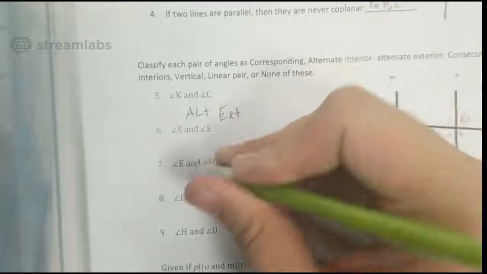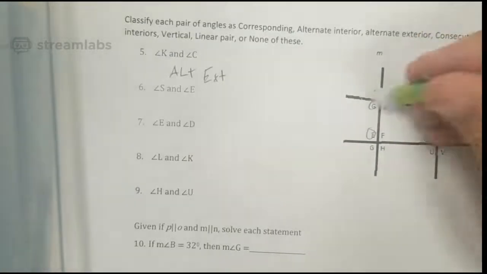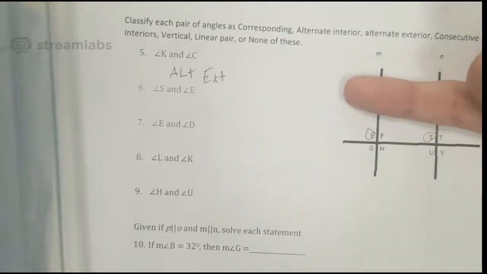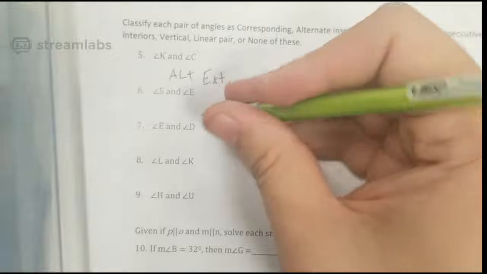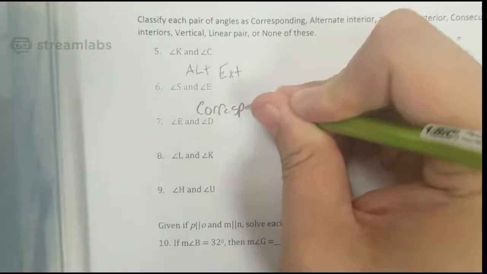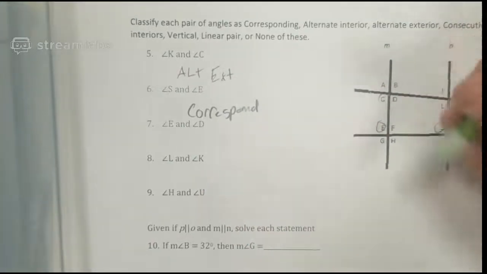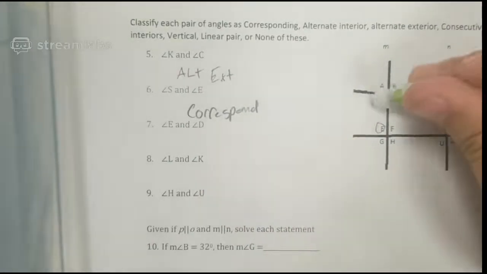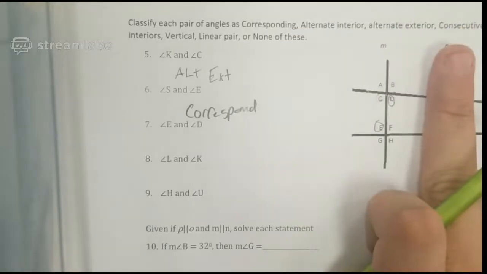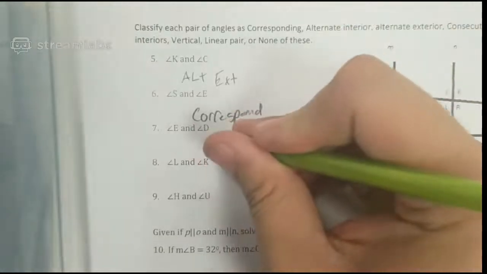Next one, S and E. S and E are in the same position, on top left, so that's corresponding. Next one, E and D. That is the one I already have circled, plus this one here. So this is going to be inside, but they're on opposite sides of the transversal, so that's alternate interior.